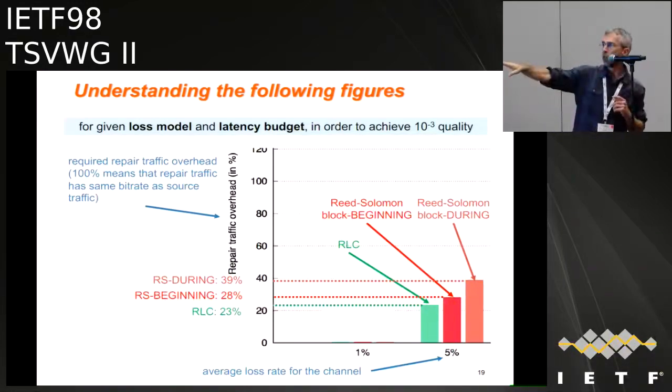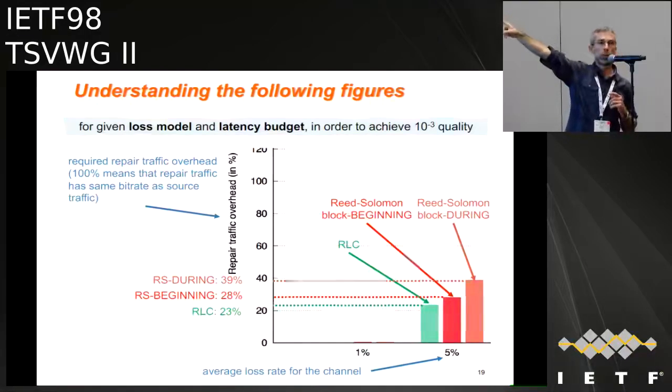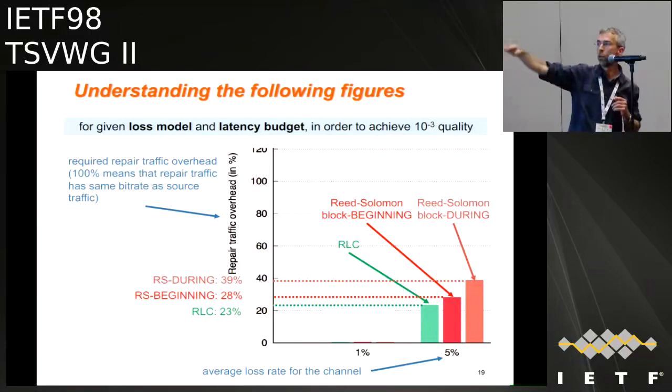What you can see in this figure, on the y-axis, is the amount of repair traffic that you need in order to achieve this given target quality, taking into account this loss model, this latency budget, and this average loss rate. So this is how you should understand this. And the lower, the better.